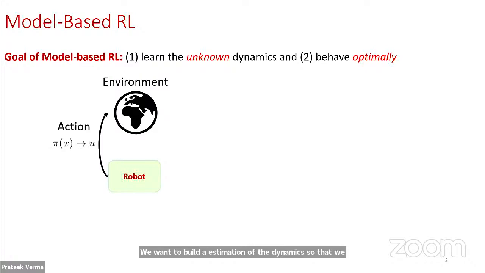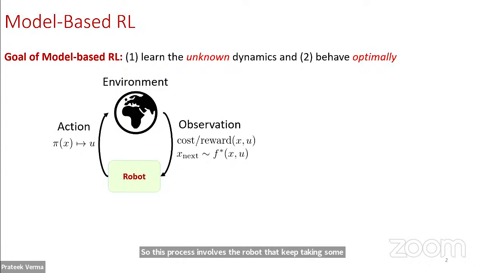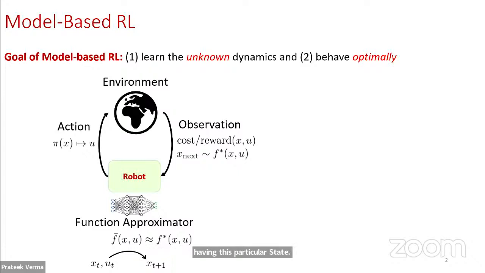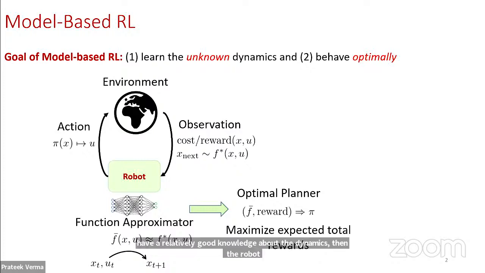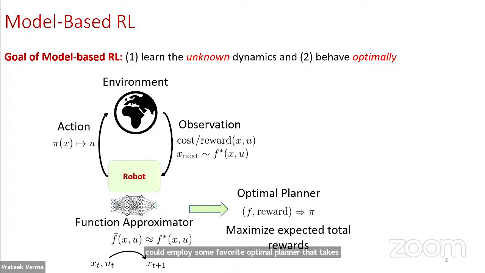So this process involves the robot that keeps taking some actions, interacts with the environment, and receives some observations about the landing state and the cost of having this particular state, taking this particular action, so that we can gradually use some function approximator to help build an estimation of the dynamics for the robots. And once you have a relatively good knowledge about the dynamics, then the robot could employ some favorite optimal planner that takes your belief of the dynamics and the reward function to come up with a reasonably good policy for the robots to optimize this task.